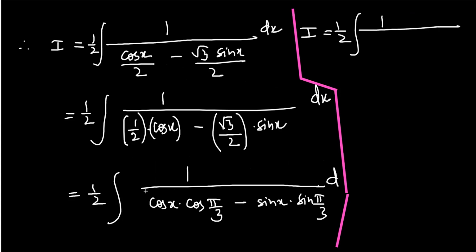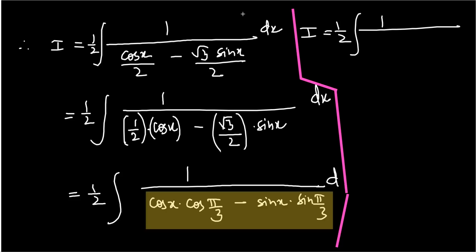It is cos A cos B minus sin A sin B, which is cos of A plus B. So now I tell you why I preferred cos here: because I wanted to end up with the cos formula.